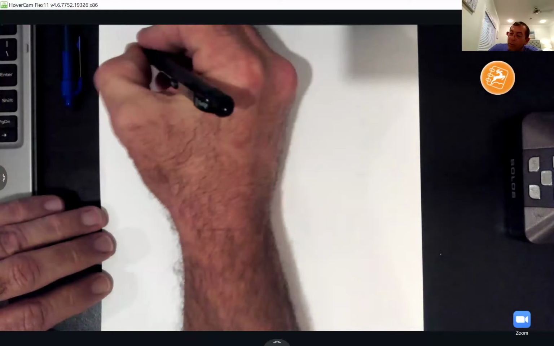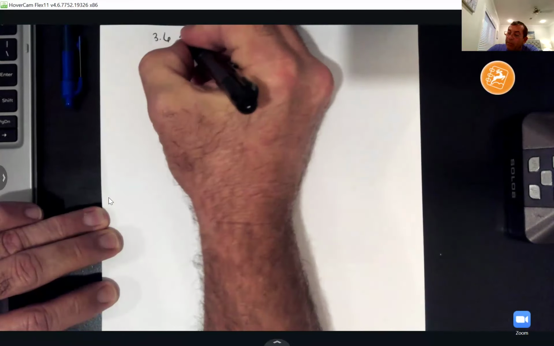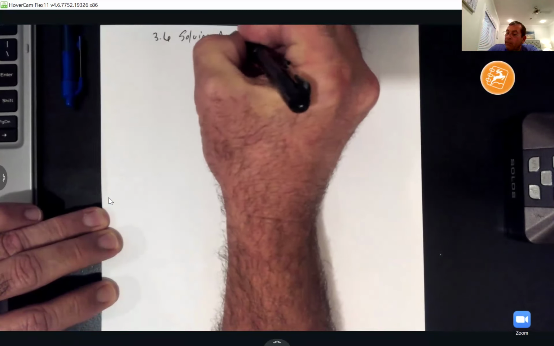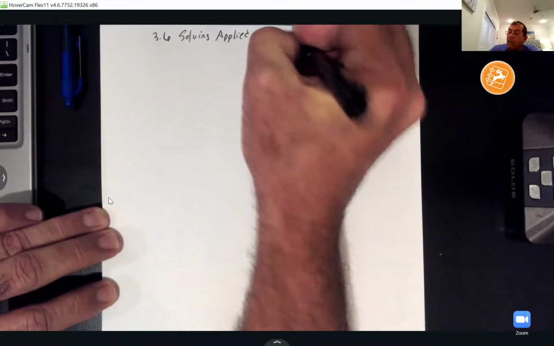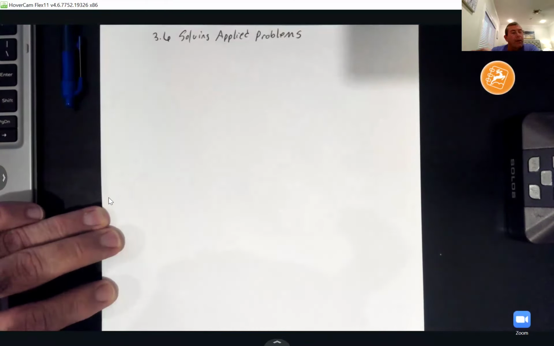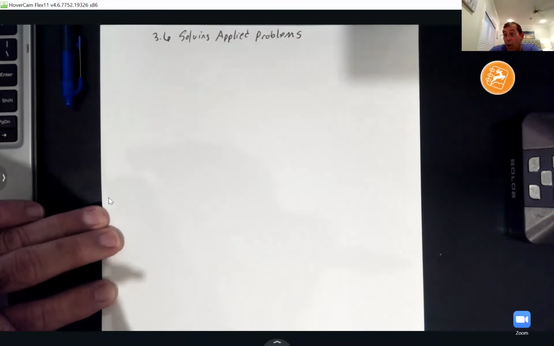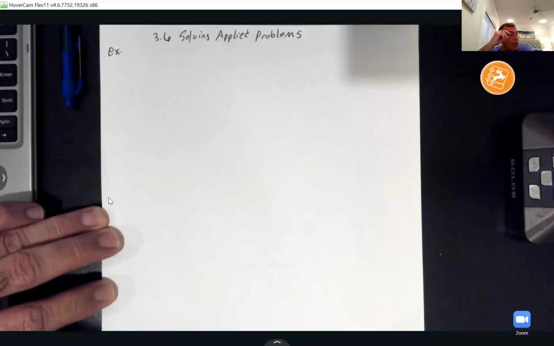All right, y'all. So 3.6 is titled Solving Applied Problems. Okay, so when you see applied problems, they're usually talking about word problems, okay? So the first two questions are not bad.